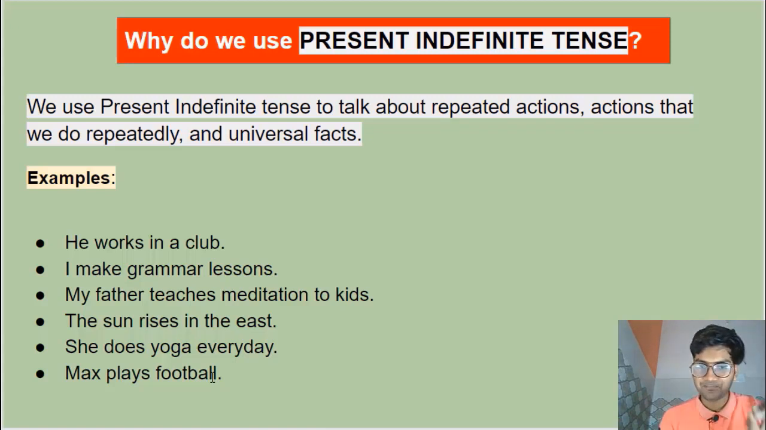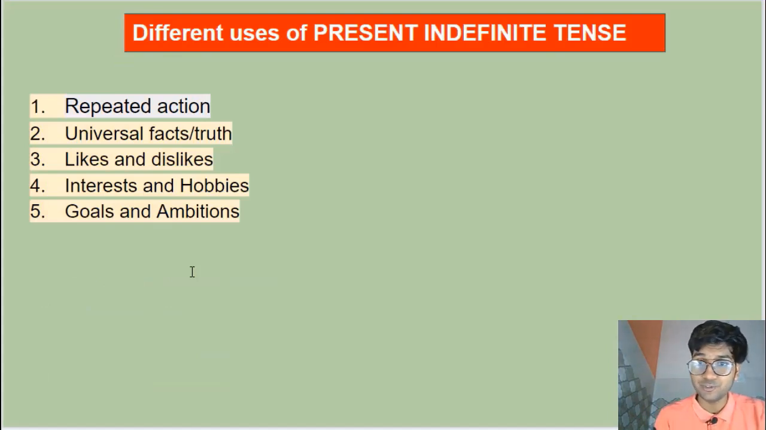Now, let's understand this. All these sentences are not referring to a particular time. These are regular actions that repeatedly happen. Now, let me show you all the situations where we use present indefinite tense, right? Number one, repeated actions that we just looked at, right? Number two, universal facts and truths. We had a statement. Number three, likes and dislikes. Number four, interests and hobbies. And number five, goals and ambitions, right? Whenever you talk about all these things, you use present indefinite tense, right? Guys, I don't want you to understand the structure or rules and everything. I want you to understand why this tense exists.